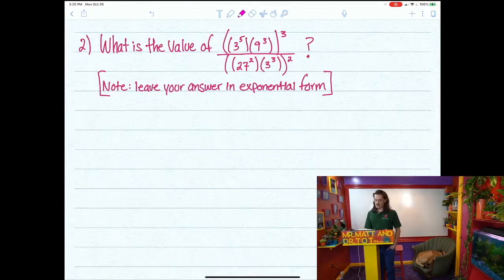So what is the value of, and this is a complex fraction, the numerator is 3 raised to the 5th power times 9 raised to the 3rd power, quantity raised to the 3rd power, whole thing divided by, this denominator is 27 squared times 3 cubed quantity squared. So you're going to simplify this expression into one exponential form.